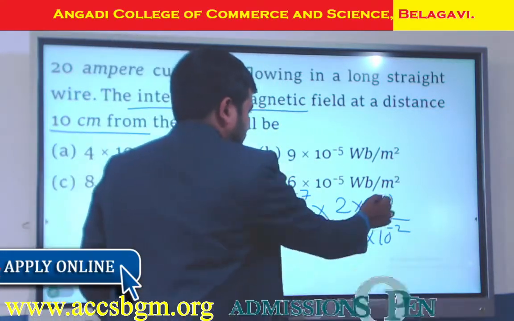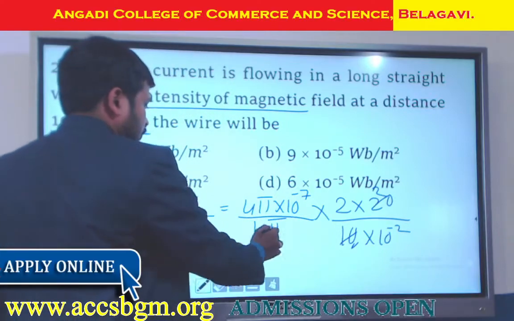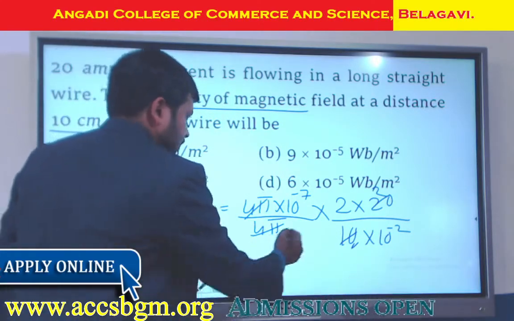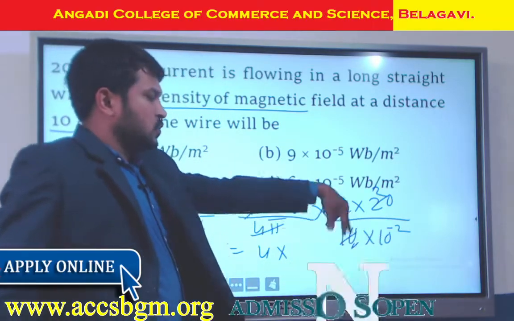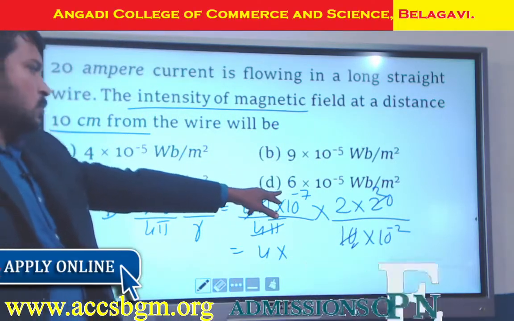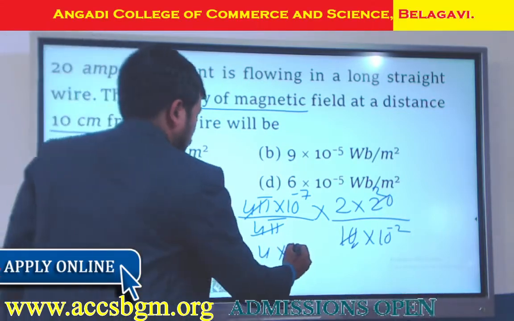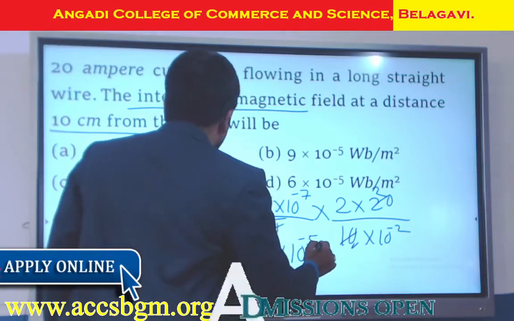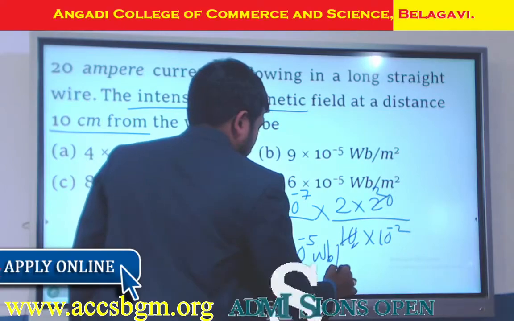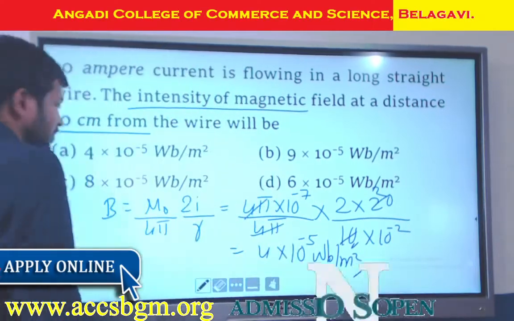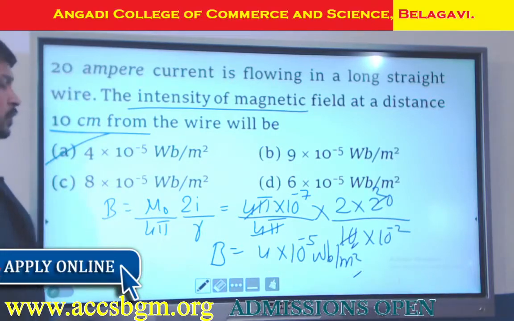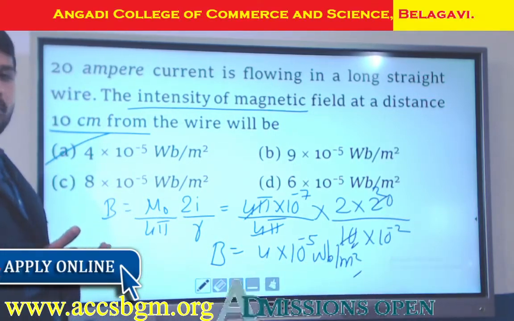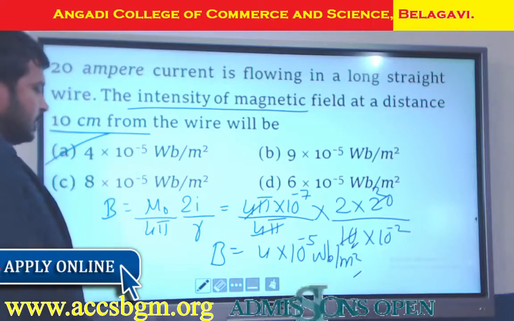Simplify. Here 4 pi and 4 pi get cancelled. 2 2s are 4, right. This 10 to the power of minus 2 goes up, means 10 to the power of plus 2. Plus 2 and minus 7, that is 10 to the power of minus 5 Weber per meter square. Okay, what is the answer here? B equals 4 into 10 to the power of minus 5 Weber per meter square. Just check.